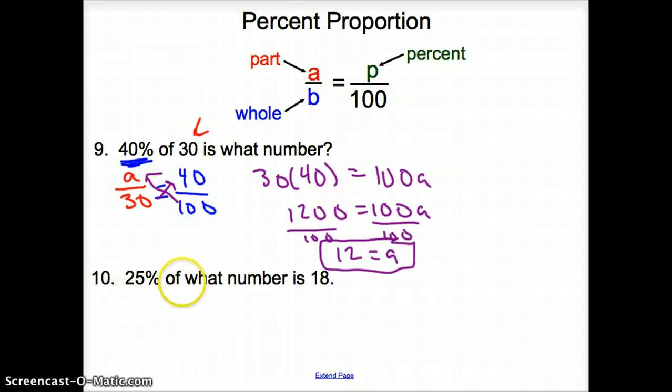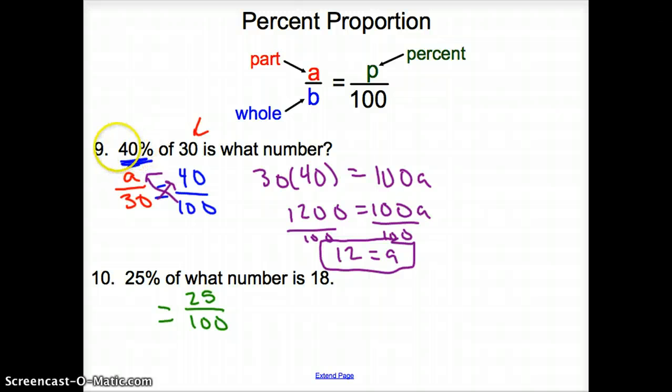Now we have 25% of what number is 18? Well, I see 25% right away, so I'm going to plug that immediately in for my P in my proportion. So I put equals 25 over 100. Now it's saying 25% of what number?